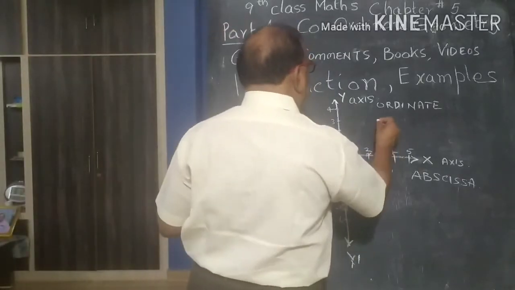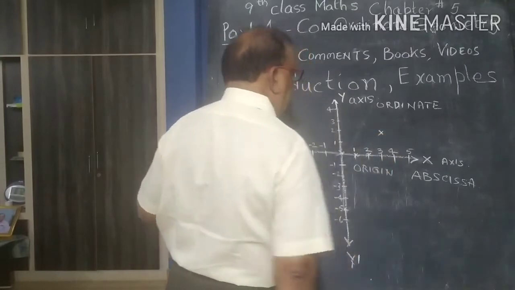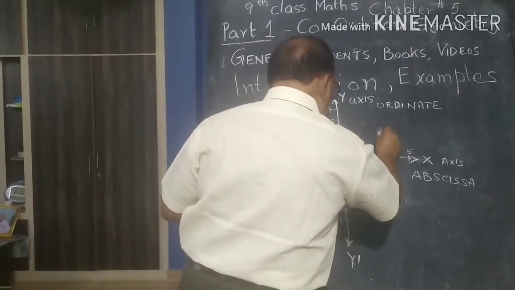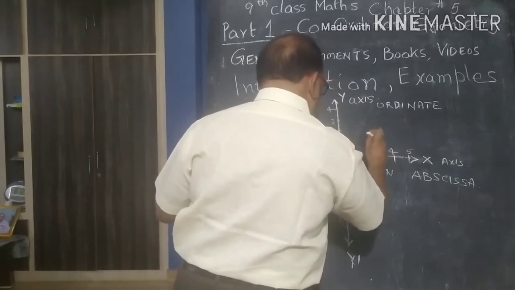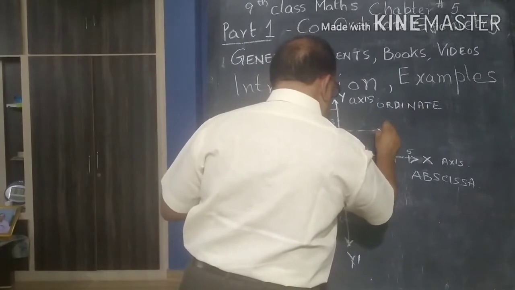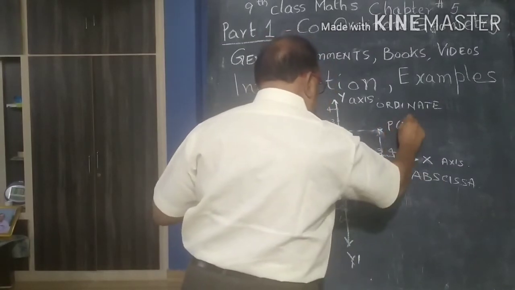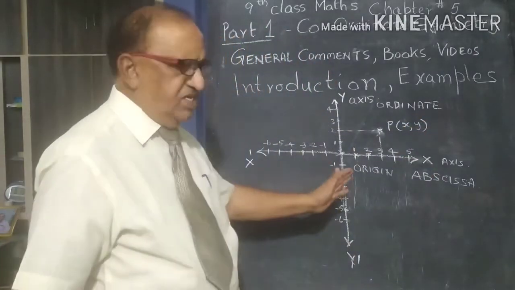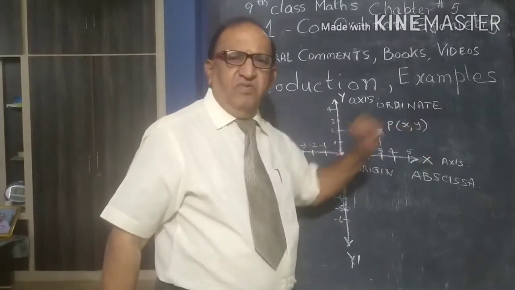Suppose I take a point here, let's say this one. I take a point, this one, and call it P. P is represented as (x, y). That means you always represent the x value first, and then the y value.